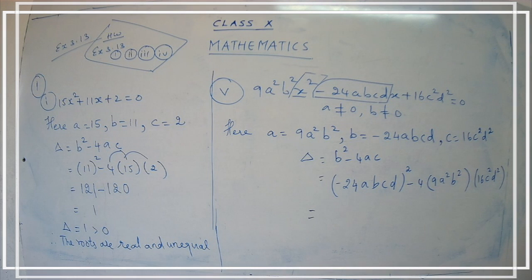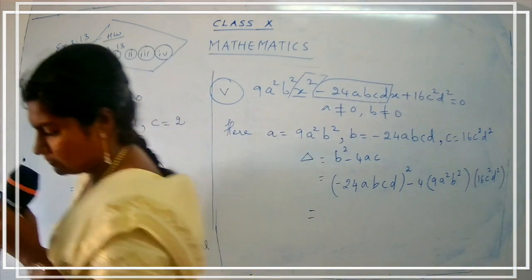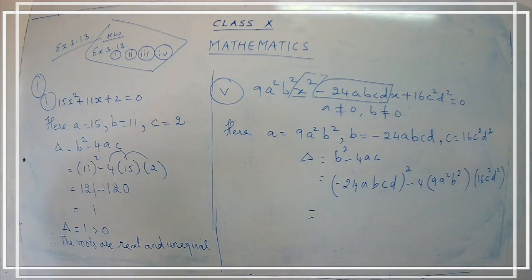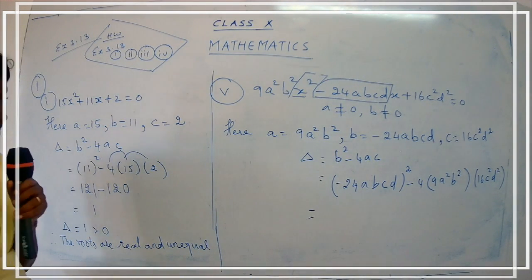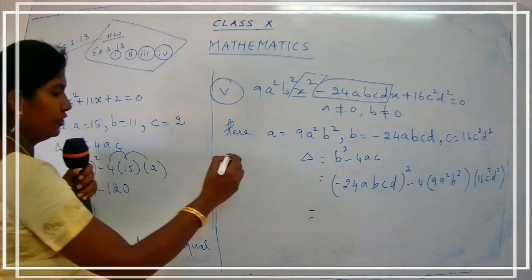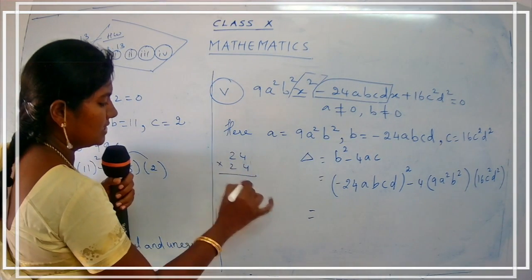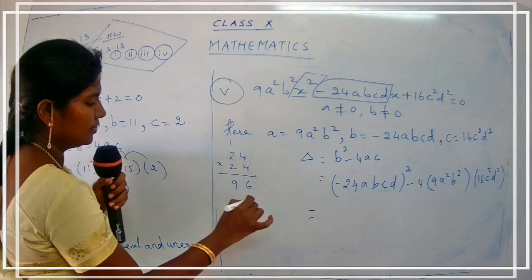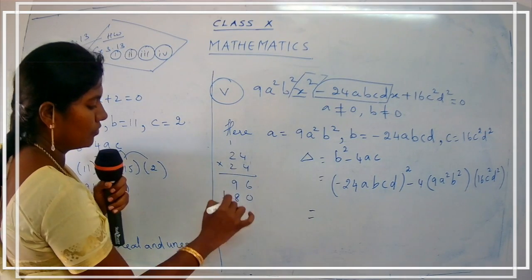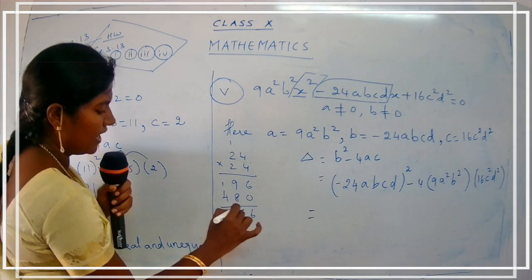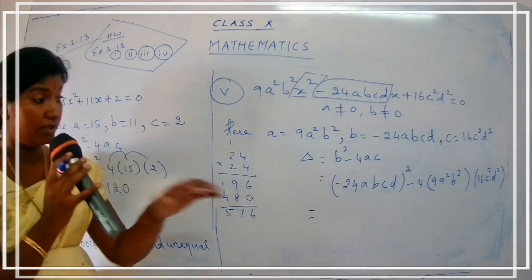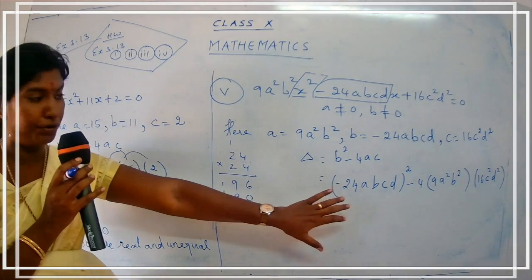Multiply 24 into 24. What do you get here? Find out the answer. 576. 24 into 24: 4 fours are 16, 4 twos are 8, 9, 0, 8 fours... 576.